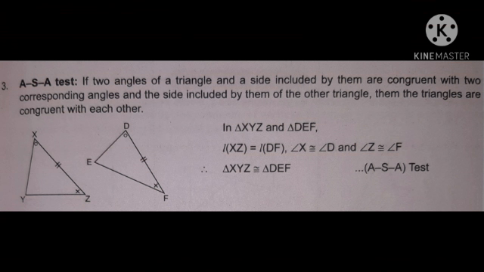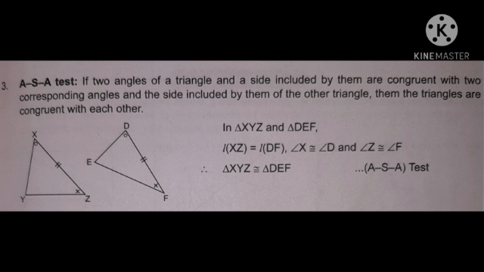Third point, ASA test, that means angle side angle test. If two angles of a triangle and a side included by them are congruent with two corresponding angles and the side included by them of the other triangle, then the triangles are congruent with each other.